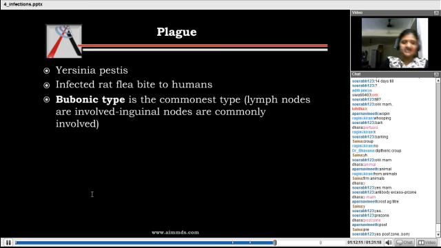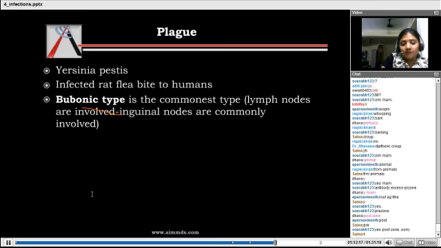Plague caused by Yersinia pestis, you have different types of plague. We've seen that in micro. The bubonic type of plague is the commonest one, which involves the inguinal lymph nodes.